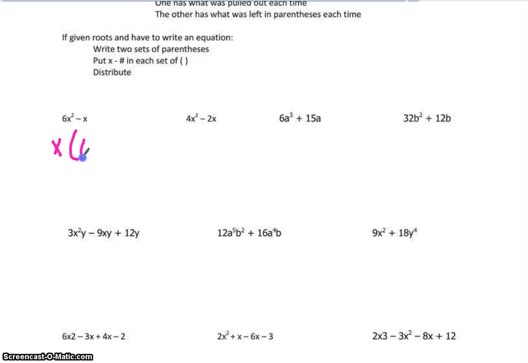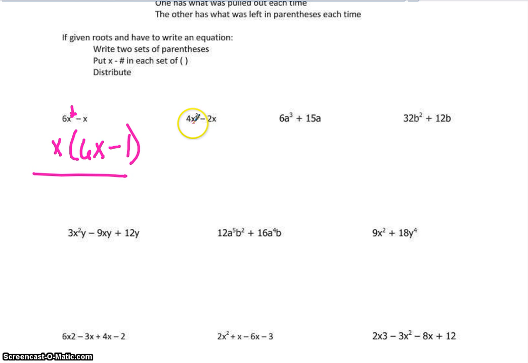So the 6 stays. I had an x squared, but I took one of them out, and so that squared becomes x to the first. So x minus, I had an x, but I pulled it out, so it's gone. So you think of this as being empty, but you can't leave it empty. You got to have a placeholder, and so you're going to put a 1. If you had 4x squared, that's your answer, by the way.